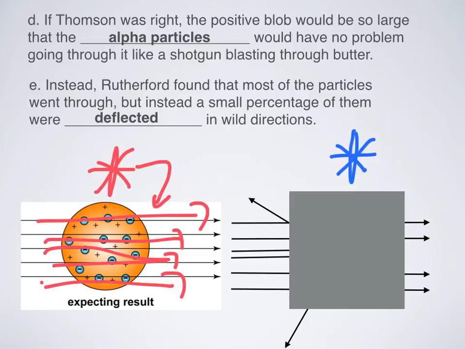Now, instead, what Rutherford got was this. So most of the particles went through undisturbed, as you can see over here. So most of them went through. But some of them were deflected in crazy ways. So what the heck was going on in the atom to deflect these positively charged alpha particles? It was a big question.